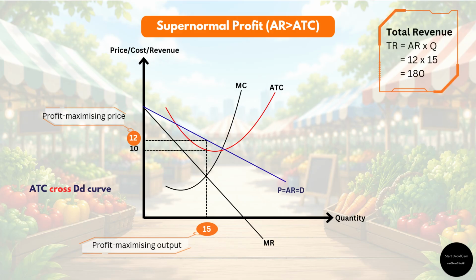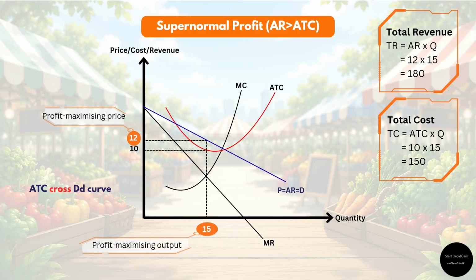Let's calculate the total revenue. Total revenue equals average revenue multiplied by quantity. So, TR equals 12 times 15, which equals 180. Next, calculate total cost. Total cost equals average total cost multiplied by quantity. So, TC equals 10 times 15, which equals 150. Finally, profit equals total revenue minus total cost. 180 minus 150 gives us 30. Therefore, the monopoly earns a supernormal profit of 30.